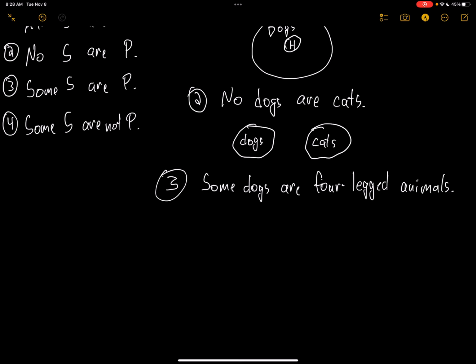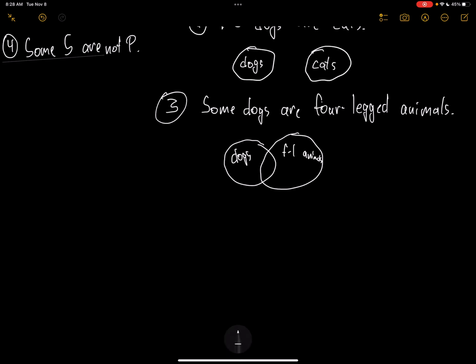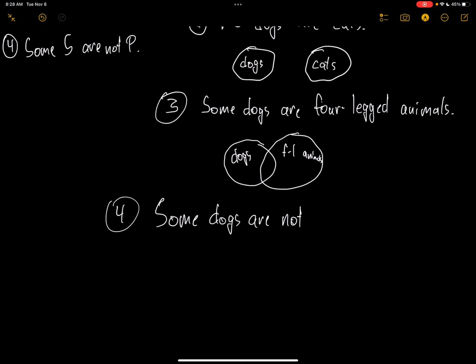Well, the simplest way to do this, I think, would be to draw dogs and four-legged animals as a kind of Venn diagram. So you draw one circle there, one circle there. We have our dogs, and we have our four-legged animals. All right, well, that seems pretty straightforward. But then what about this next sentence? If I was to draw, well, some dogs are not four-legged animals.